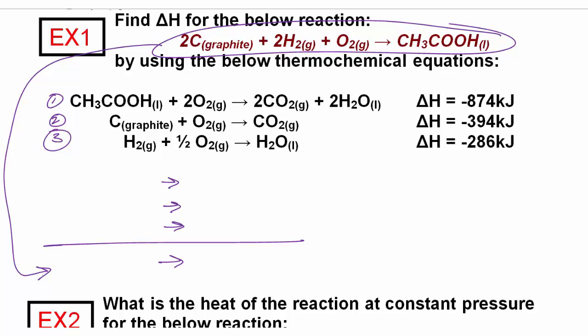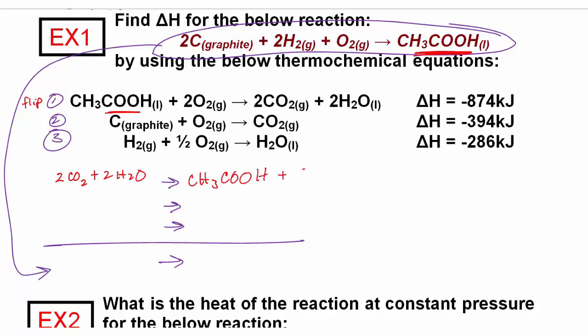Try it. So in the first equation, I want to flip it because I have this compound as a product. So I'm going to have to flip it. So that means I'm going to have 2 moles of carbon dioxide and 2 moles of water forms 2 moles of oxygen. And I flipped it, so my delta H is a positive 874 kilojoules.